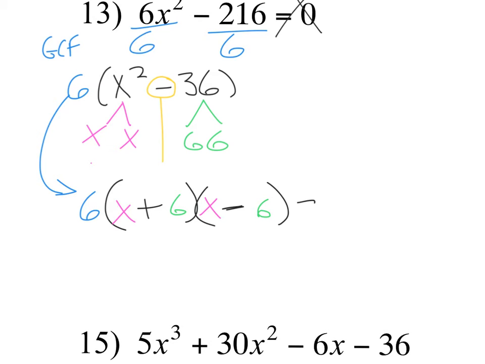So for this one, obviously, what would x have to be so that x plus 6 is equal to 0? 0. Would you say what plus 6 gets you 0? Oh, wait. Yes, it would be negative 6. All right, so negative 6 is one of your solutions. And then what would this value for x be so that x minus 6 is equal to 0?